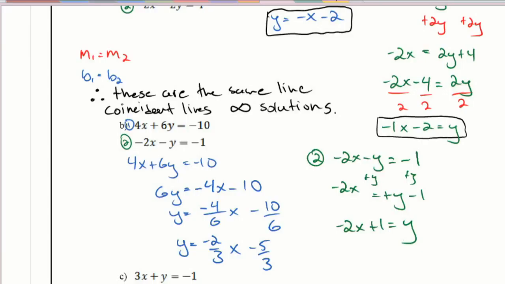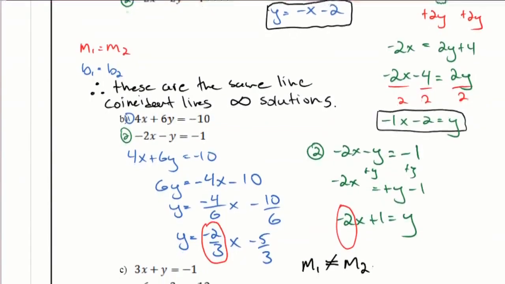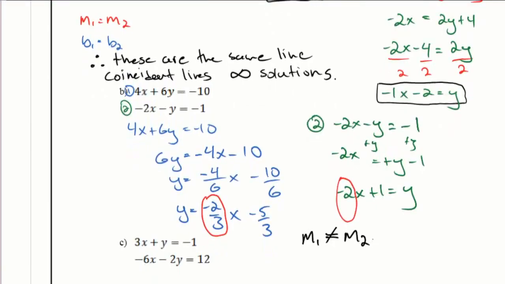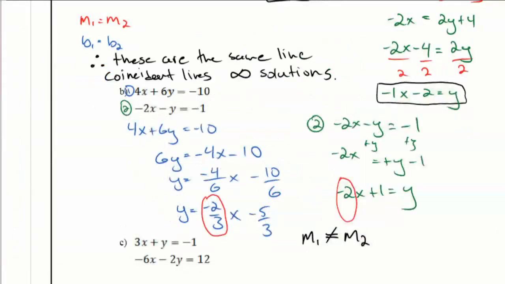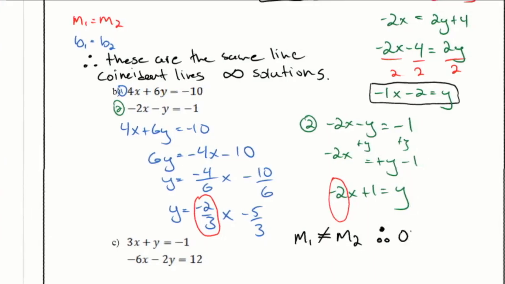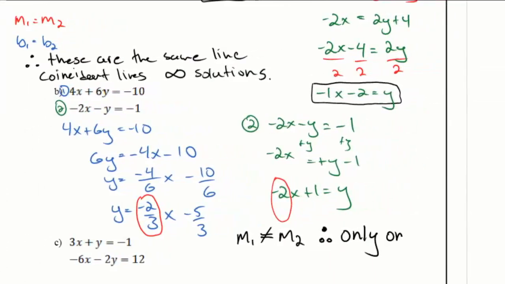So I look at the slopes now. I see this slope is negative 2 over 3, and this slope is negative 2 over 1. So I can just write the slope of my first line does not equal the slope of my second line. So what does that mean? I have two lines with different slopes. It doesn't even matter what the slopes are. As soon as I have two lines with different slopes, I have only one solution.